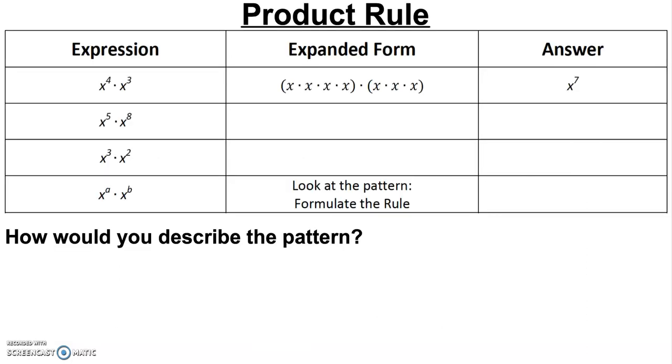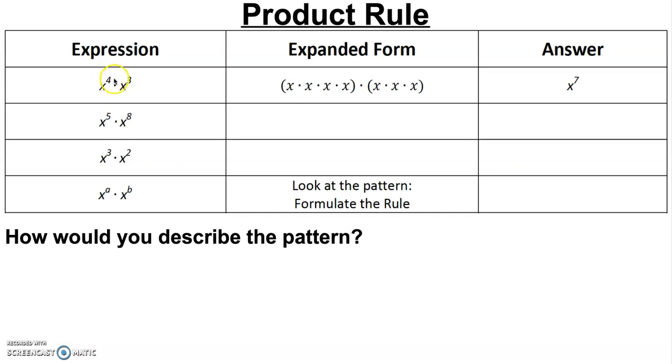First is the product rule. Remember that the word product is really the answer to a multiplication problem. So the product rule is going to have to do with products. Here we have x to the fourth times x cubed. These two things are being multiplied together. So what will our product look like?